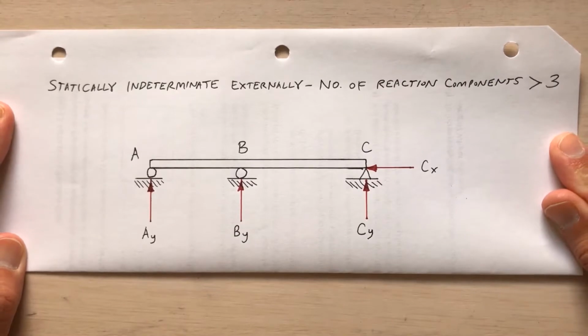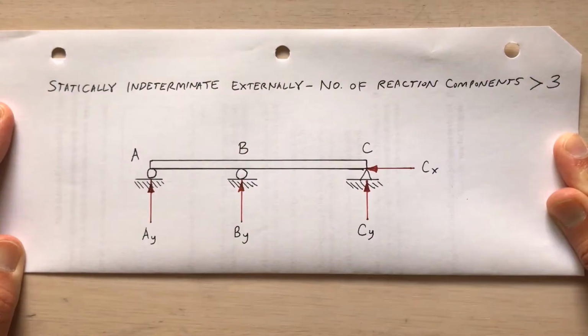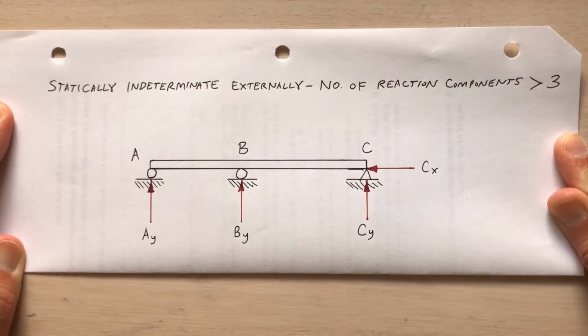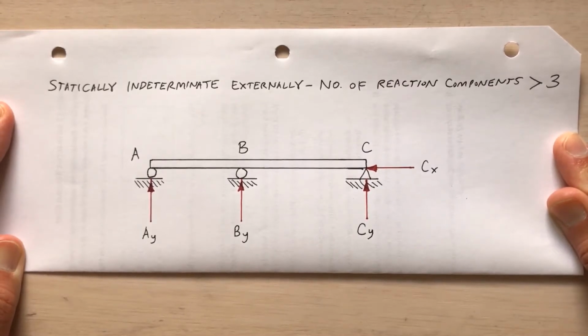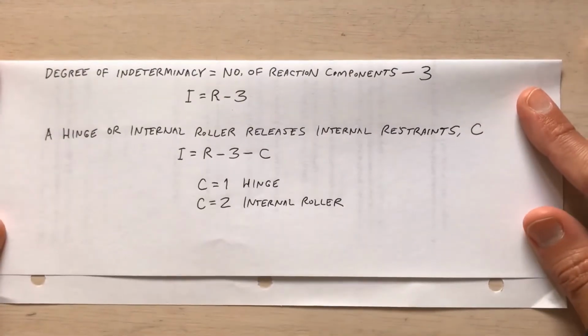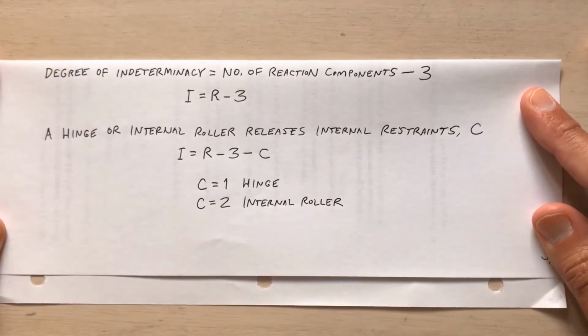So this is an example of a beam that is statically indeterminate externally. It's statically indeterminate if the number of reaction components is more than 3. It looks stable. It doesn't look as though it's going to move, but it looks like I have 4 reaction components, which is more than the 3 equilibrium equations that I have at my disposal. The degree of indeterminacy is equal to the number of reaction components minus 3. I say I is equal to r minus 3.